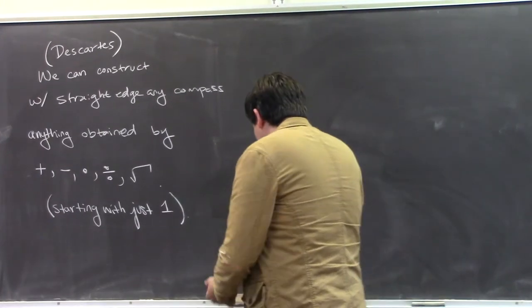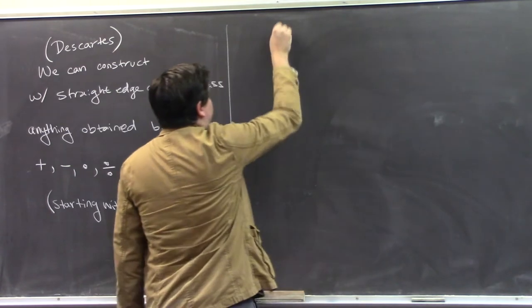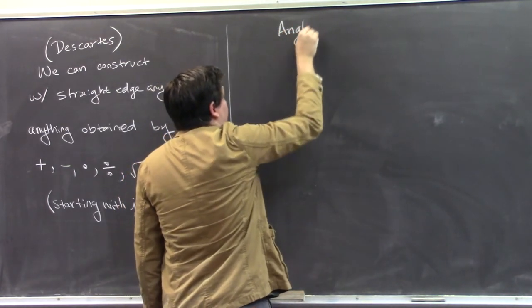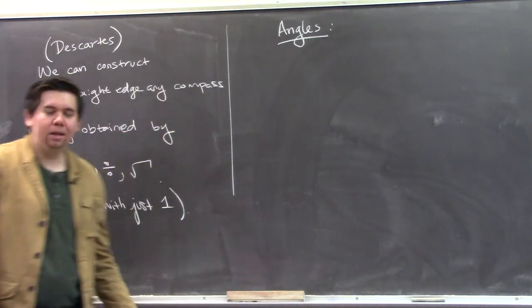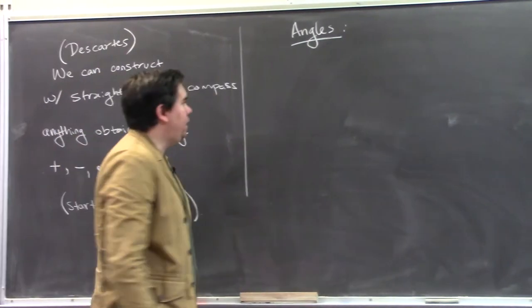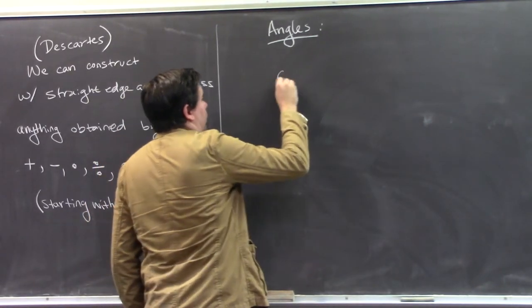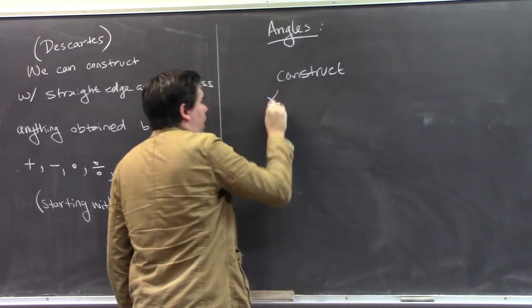And so to do so, let's just think about some of the other things that the elements are concerned with. One of the things the elements is concerned with is not just length, but angles, right? Not just points and lines, but angles between lines. So let's think about what angles we can recover. When can we construct angle alpha?